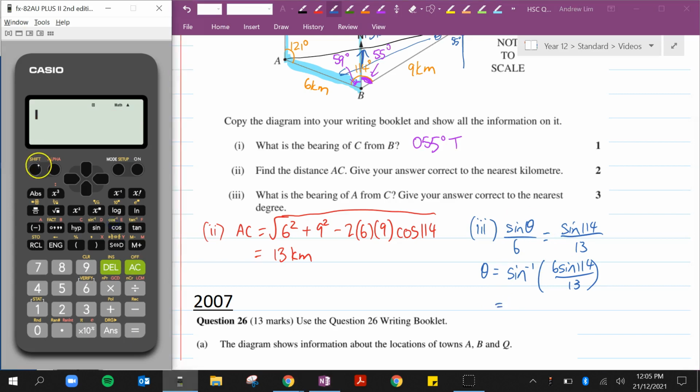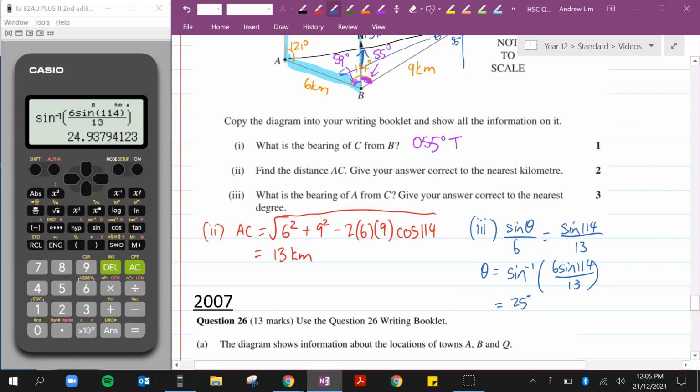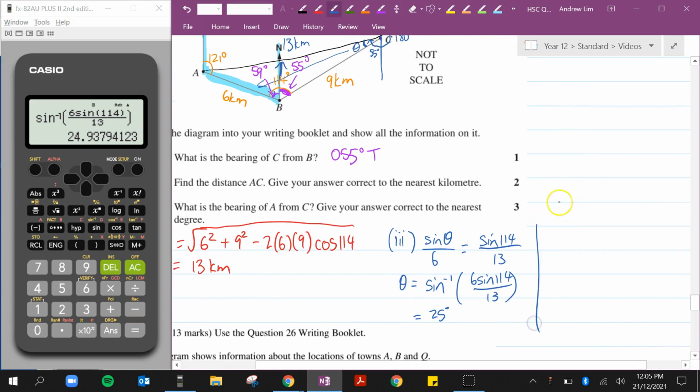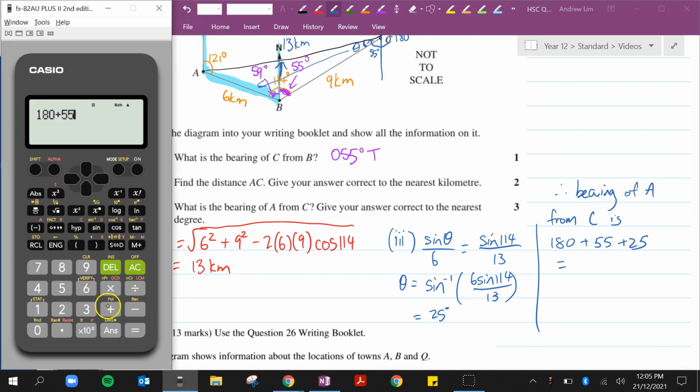So let's put that in our calculators. Inverse sine of 6 sine 114 over 13 is about 25 degrees, because we want the nearest degree, so I'm just going to say 25 degrees. And therefore, the bearing of A from C is 180 plus 55 plus the 25, which is 260 degrees.